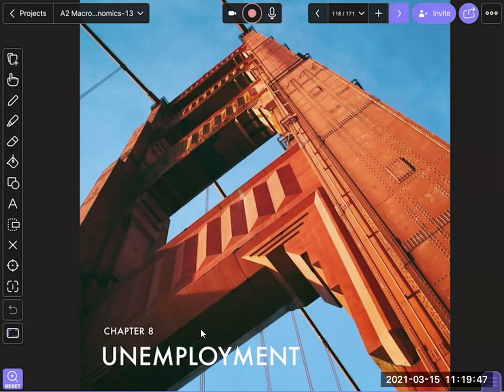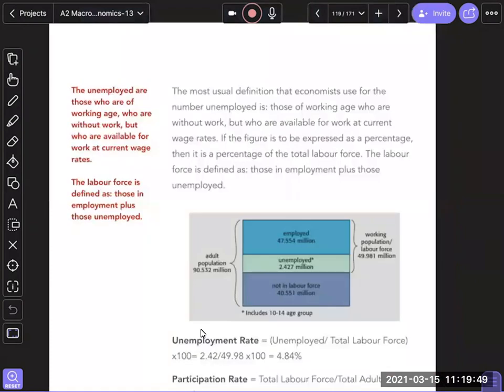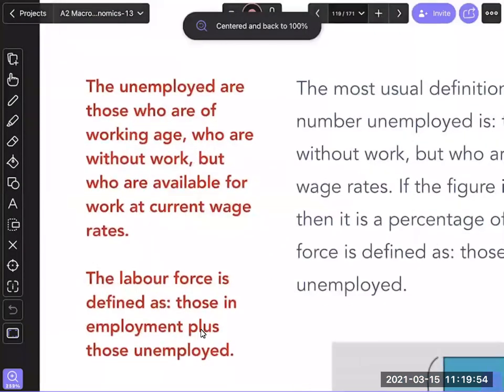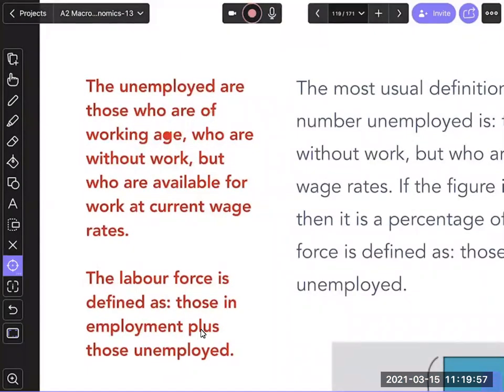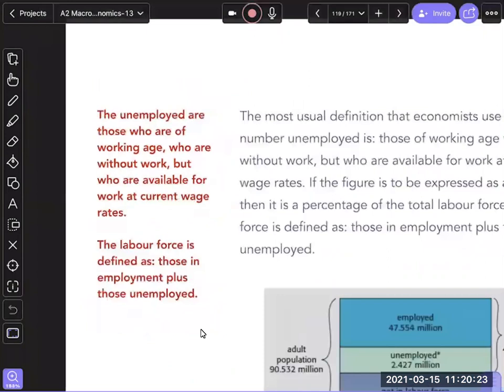So basically, when you look at unemployment, how do we define somebody who's unemployed? We say that an unemployed person is one who is of working age, which means if your country has a working age of 16 or 18 to 65, but who are without work, but who are willing to work at current wage rates. So they are willing to work and they are without work. That's the definition of somebody who is unemployed.